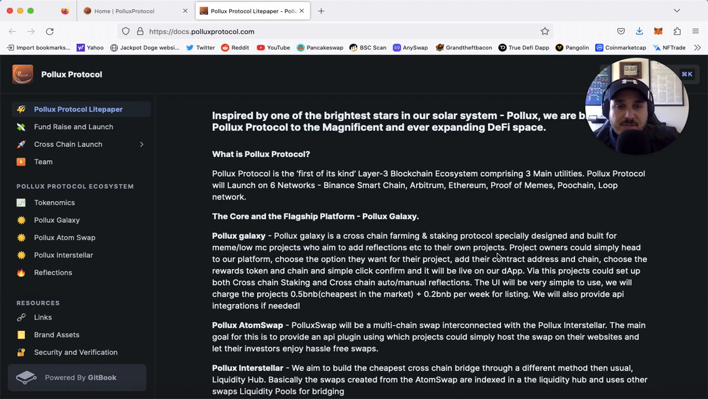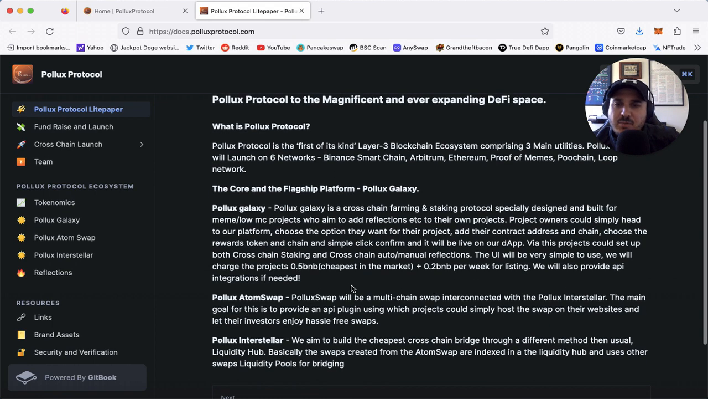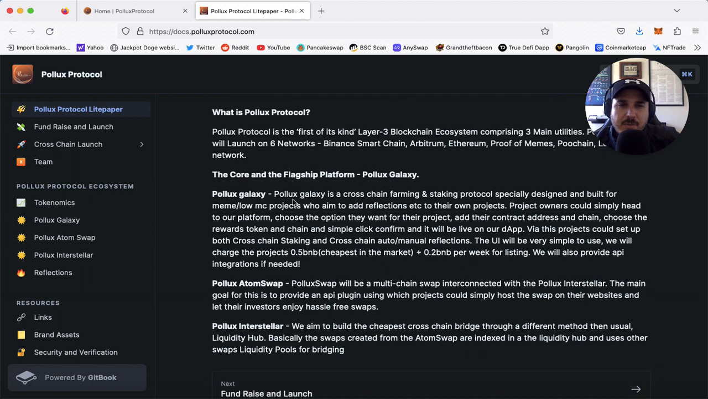to their own projects. Project owners could simply head to our platform, choose the option they want for their project, put in their contract address in chain, choose the rewards token in chain, and simply click confirm and it will be live on our dApp. Via this, projects could set up both cross-chain staking and cross-chain auto manual reflections. So what I like about that is that a lot of projects launch, they don't have the money. Some of them don't have the experience in as far as coding goes to actually give any utility. So this kind of offers a lower end project like that the ability to have some right away utility without having to really do anything.